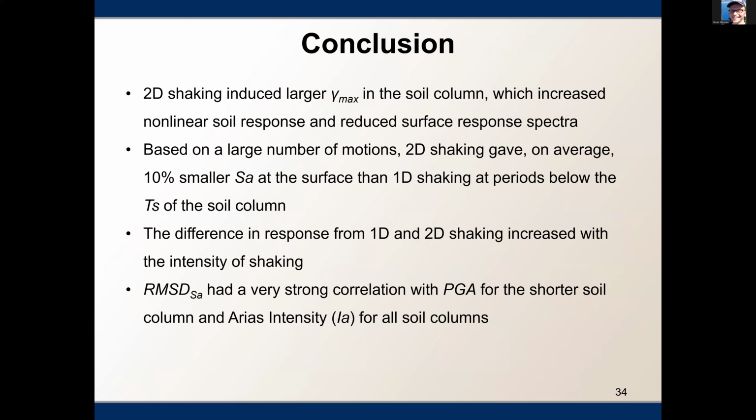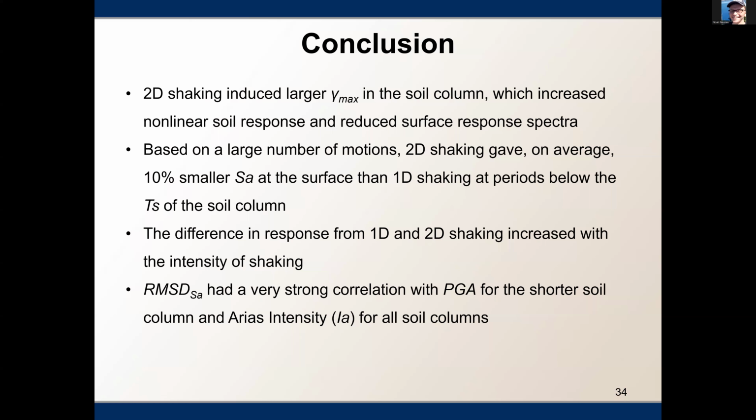Based on the large number of motions, I found that on average, 2D shaking gives 10% smaller spectral acceleration at the surface than 1D shaking, usually at periods below the site period of the soil column. You may argue that 10% is not much, but if you consider design acceleration, if you can reduce it by 10%, it can translate to a very significant saving in cost for seismic design.